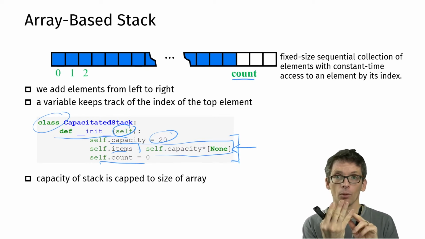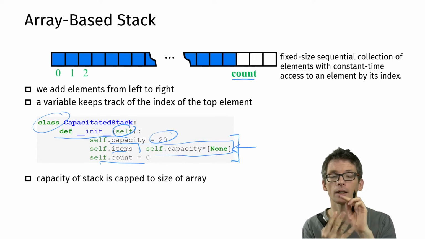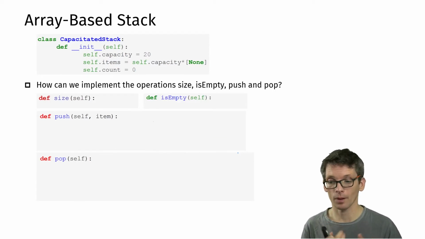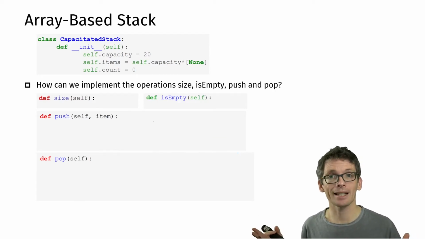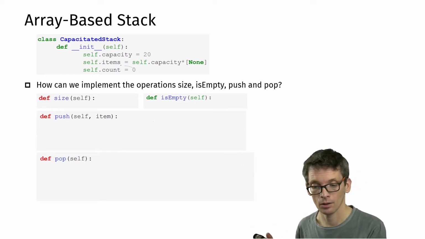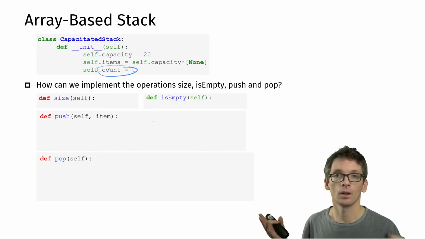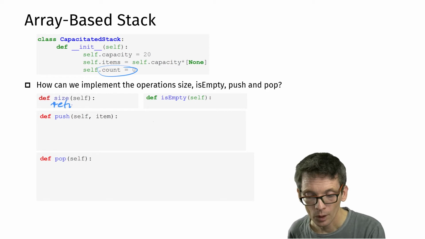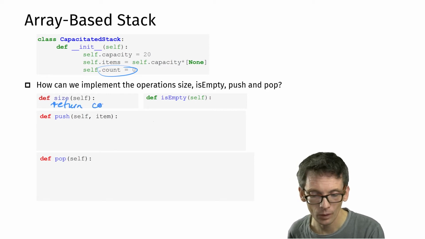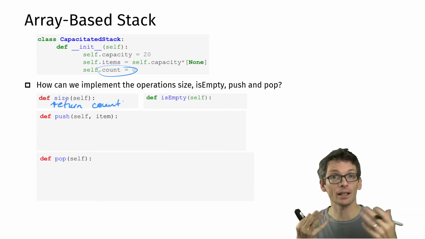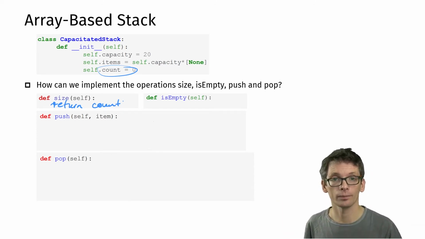So for a stack, I wanted to have four operations: push, pop, size, and is empty. Let's have a look at how we can implement these. So how do we implement size? That's easy, we're keeping this count. The count should correspond to size. So what we can do is simply return count. And as long as we're maintaining our count correctly, this should work.